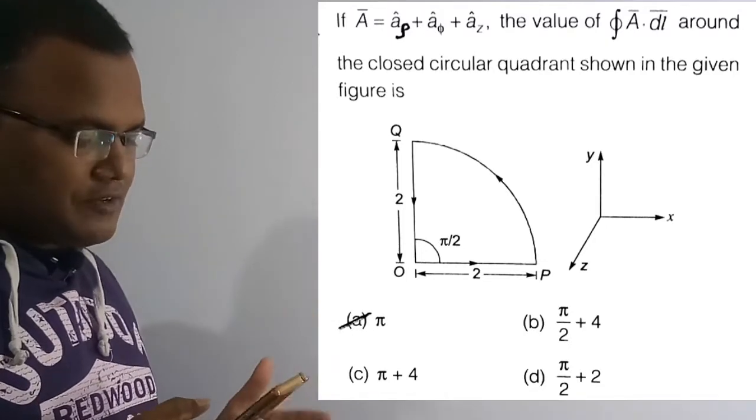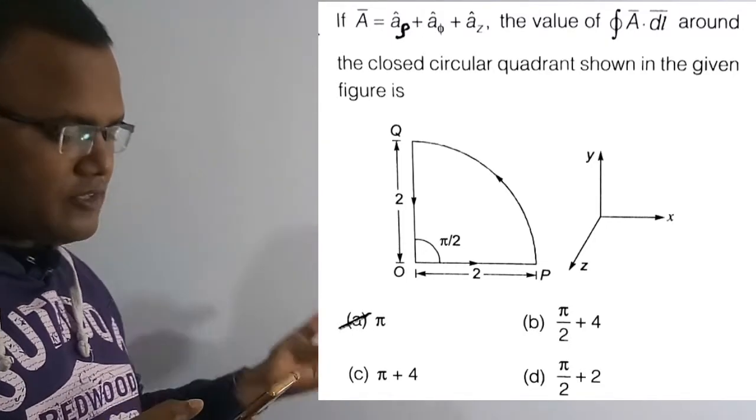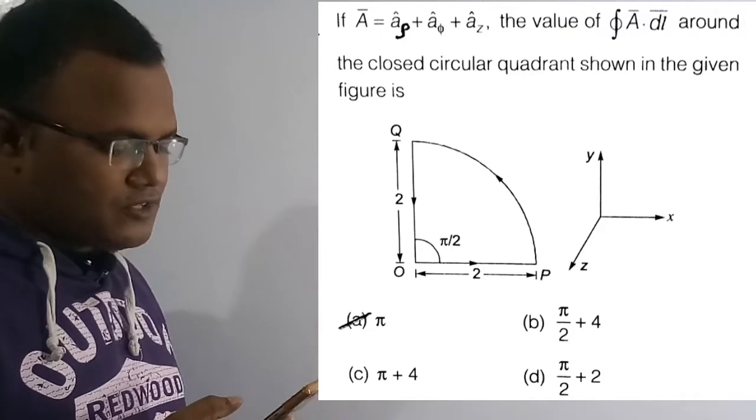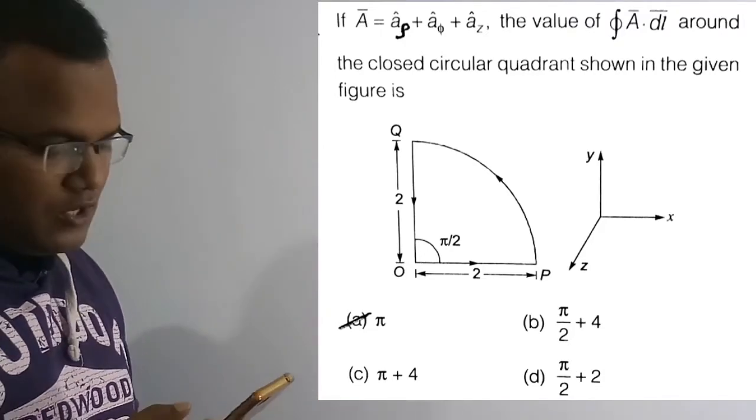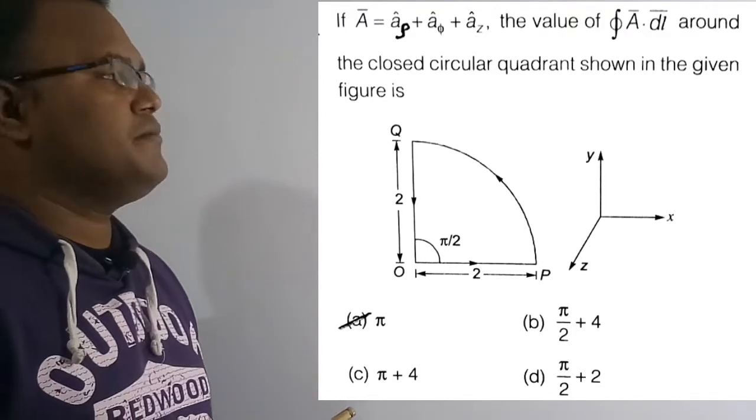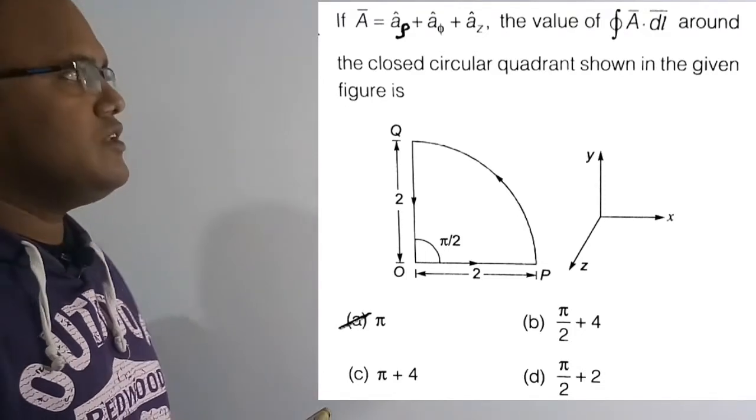In the question they have also given the closed loop contour and the vector A bar. Based on this we have to find the value of the closed line integral of A bar dot dL bar. Out of these four options, option A, pi, is the correct solution of this question. So let's solve this numerical.